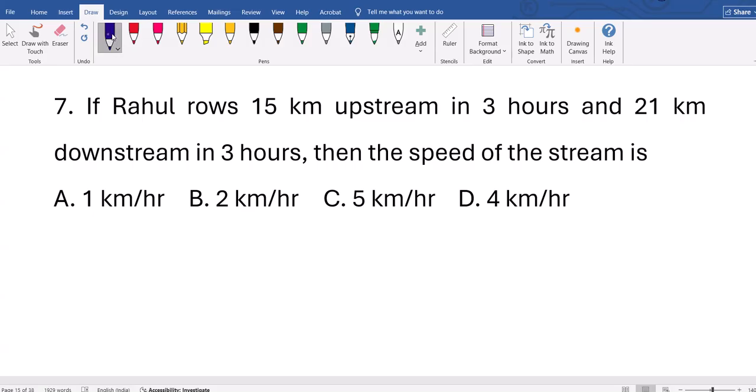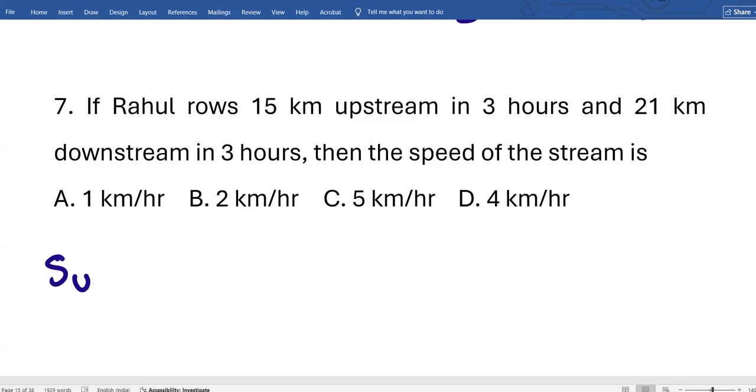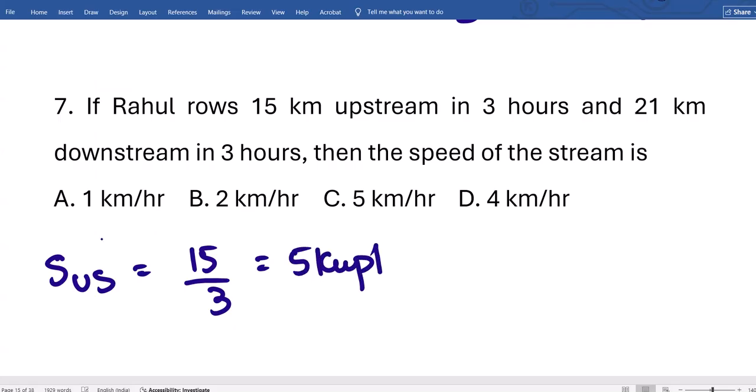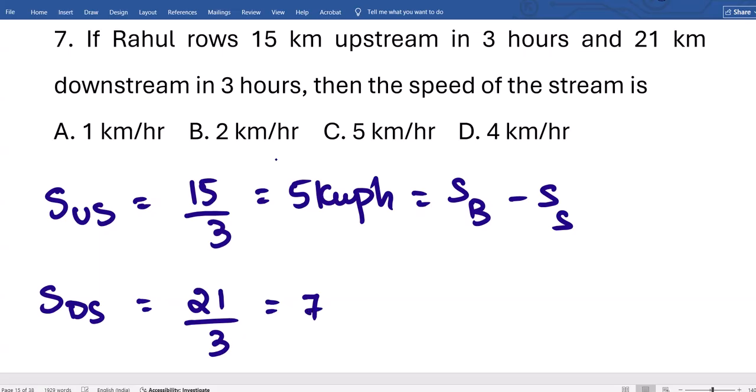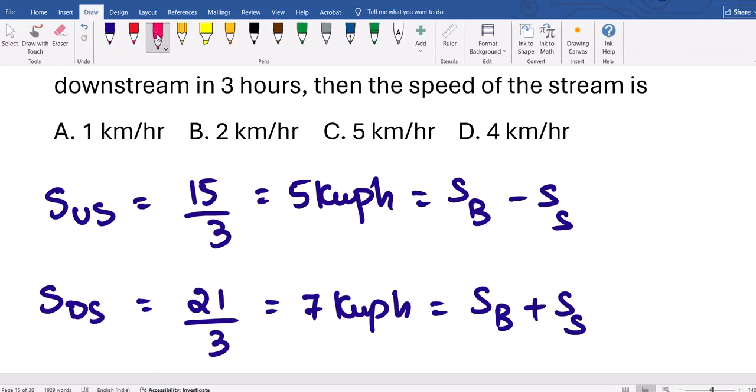So speed is distance by time. Speed of upstream: distance is 15, timing is 3, so 5 km per hour. This is SB minus SS. Whereas downstream, you travel 21 kilometers, speed is distance divided by time, which is 7 km per hour. This is SB plus SS. Option A is the answer.